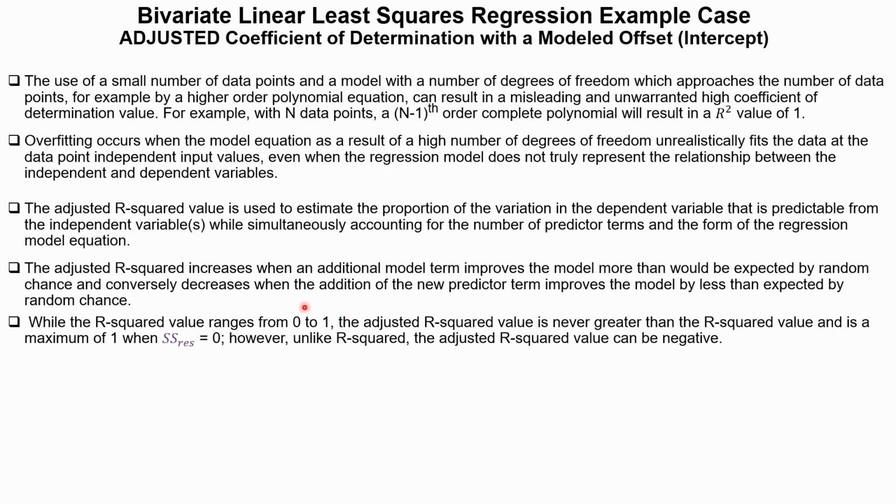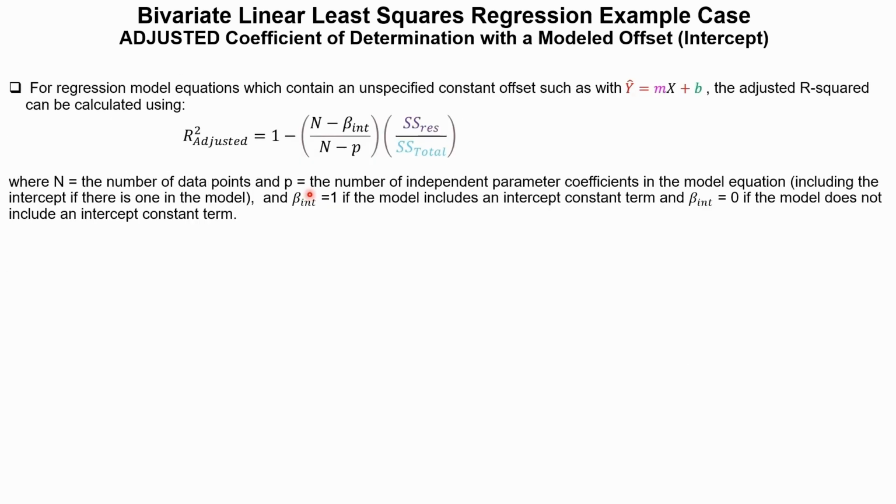While the R-squared value ranges from 0 to 1, the adjusted R-squared value will never be greater than the R-squared value and is a maximum of 1 at the same time the R-squared is 1. However, unlike the R-squared, the adjusted R-squared value can be negative. The general form of the equation used to calculate the adjusted R-squared value is shown here.